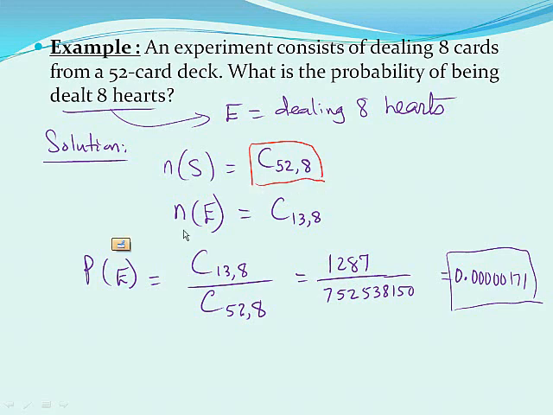And the number of elements of E is equal to the combination of 13 hearts taken 8 at a time. So it will be C13, 8. So the probability will be the ratio of these two numbers, C13, 8 divided by C52, 8. Once we use the calculator to compute the combinations, we get these two numbers. Dividing with that, we will get this decimal form.